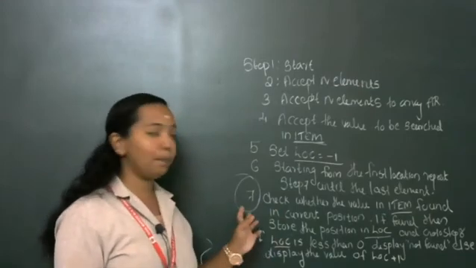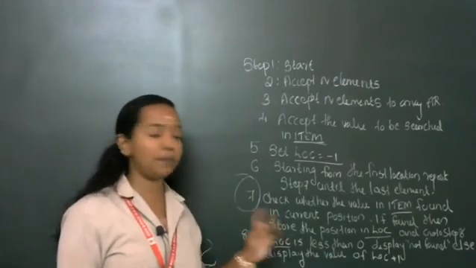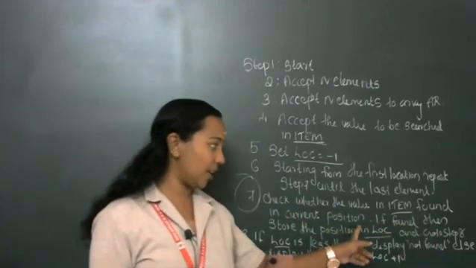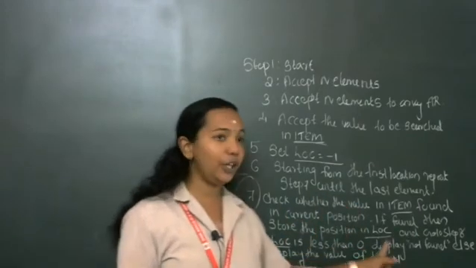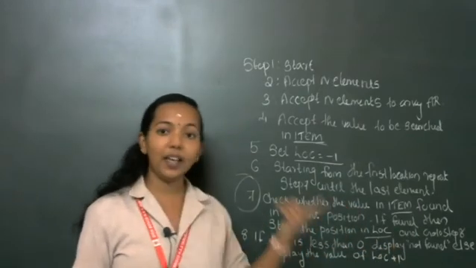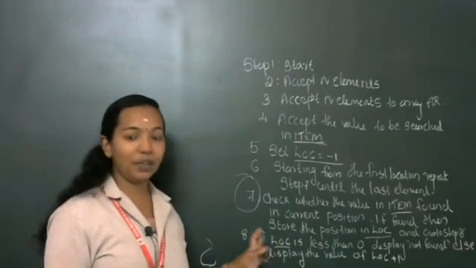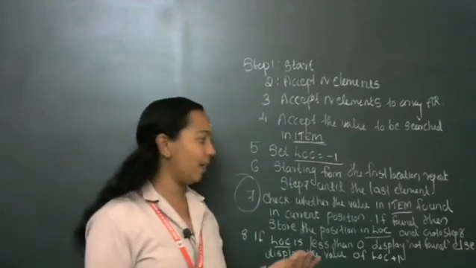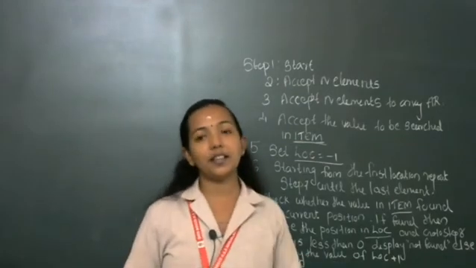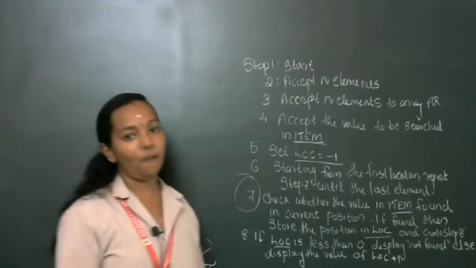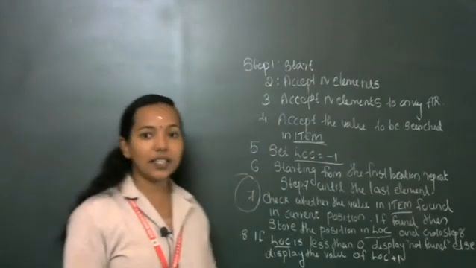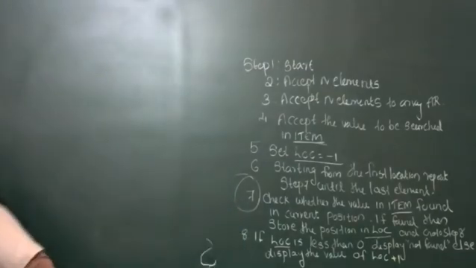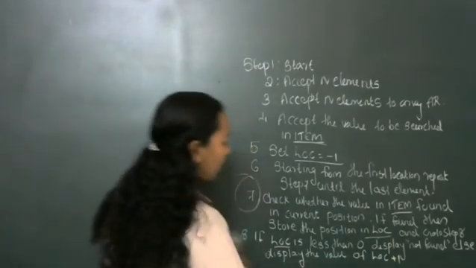So here we are repeating step 7. What is happening in step 7? Check whether the item is found in the current position. If found, then change the value of LOC by the position. Then the last step: if LOC is less than 0, then display not found. Otherwise, display the value present at location LOC plus 1. Clear? So this is the linear search algorithm. Next we will discuss the program for linear search.